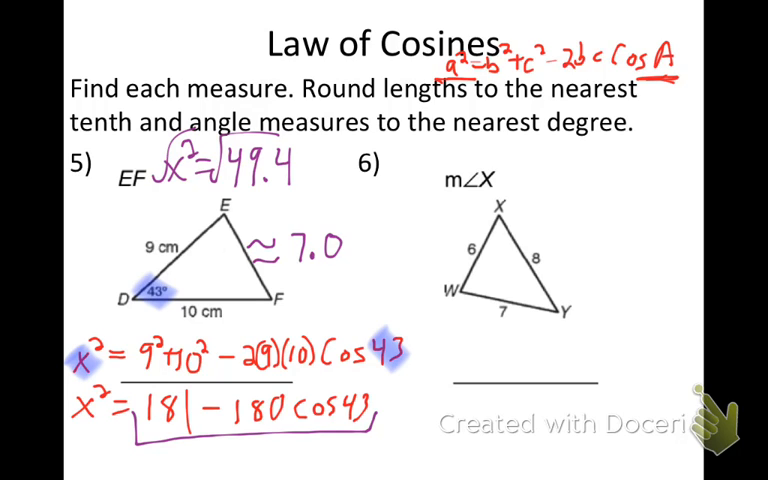Okay. And again, does that check out? Yeah, I got a small angle here. I'm going to have a small side. From here, if I wanted to, I could use law of sines. I can find angles E or F.